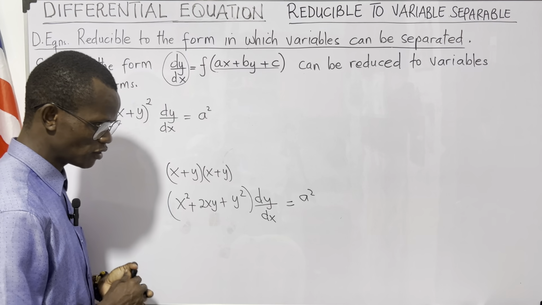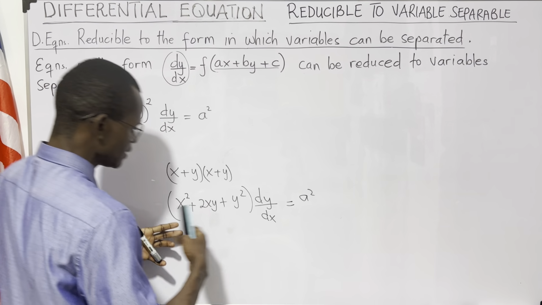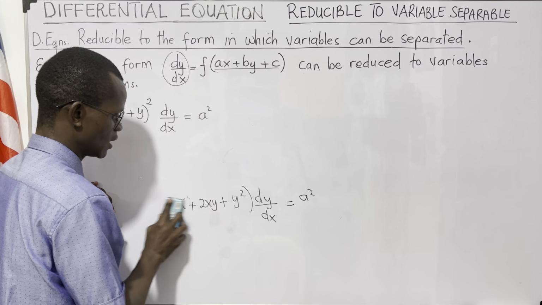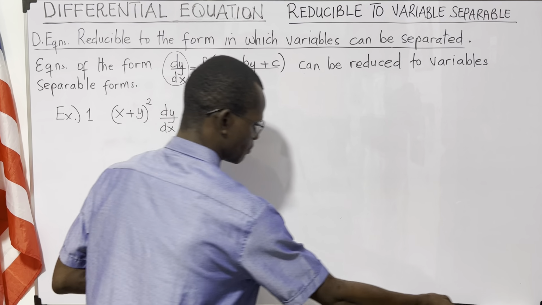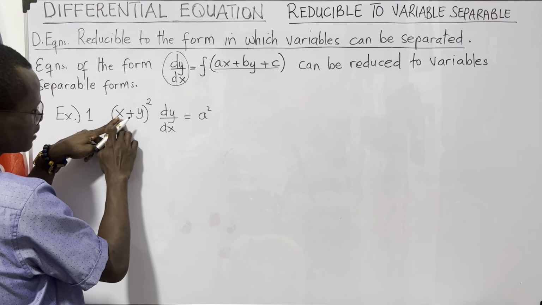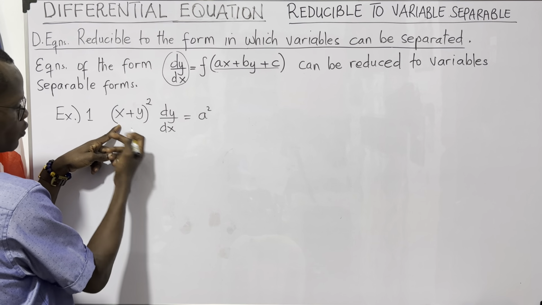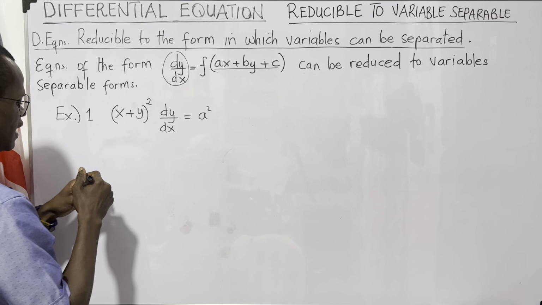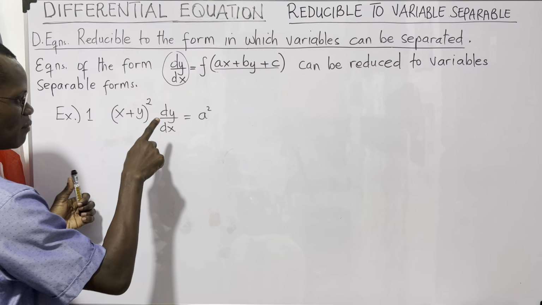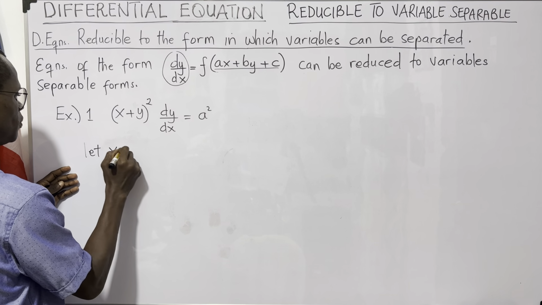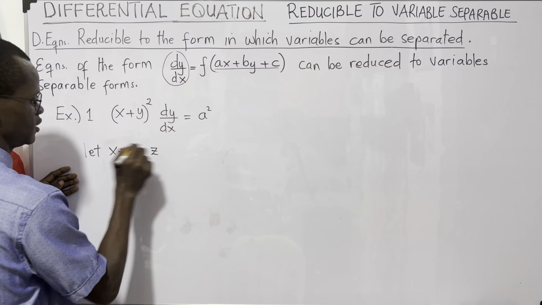Based upon the fact that we cannot easily separate the variables, we bring in a substitution that will allow us to easily separate them. In here we have two separate variables, but we don't need two; we need just one variable. So we can say let x plus y be equal to that single variable. Let x plus y equal z.